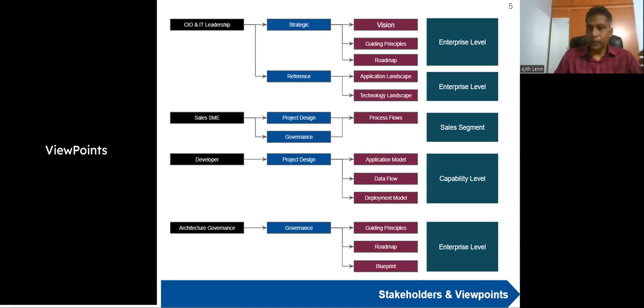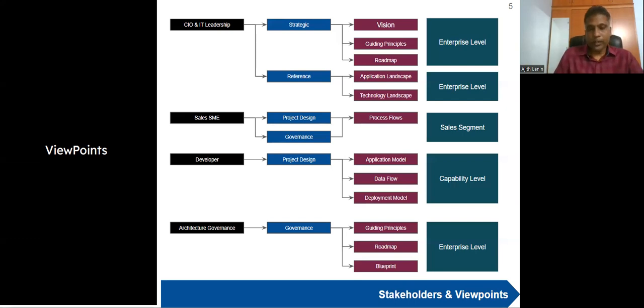Or they could be using it for reference at a very high level. So they might need to know the application landscape, the technology landscape, what technologies are in place in the organization. And when we define the why and the what, we need to define at what breadth and depth the stakeholder would be looking at the information. So at a CIO or IT leadership level, it would be at the entire enterprise level.